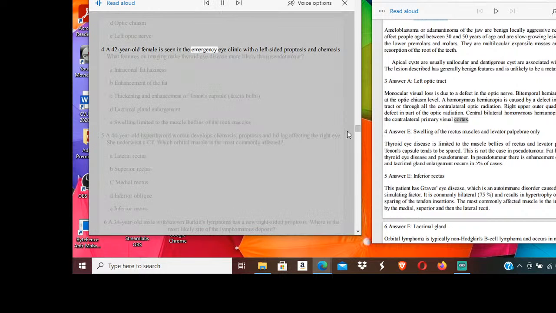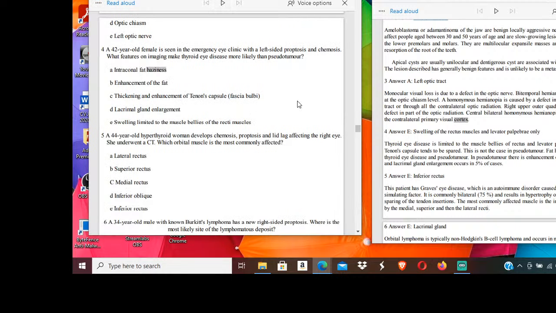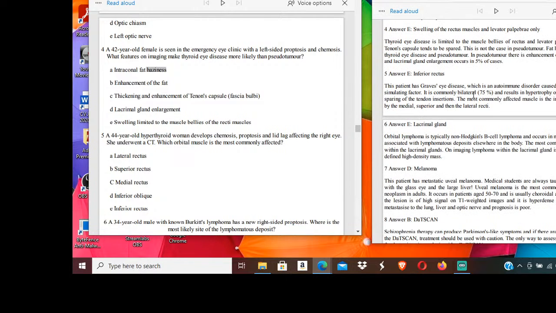A 42-year-old female is seen in the emergency eye clinic with a left-sided proptosis and chemosis. What features on imaging make thyroid eye disease more likely than pseudotumor? A. Intraconal fat haziness. B. Enhancement of the fat.